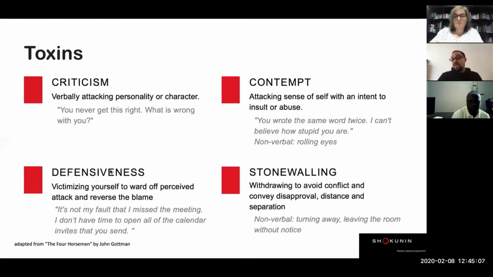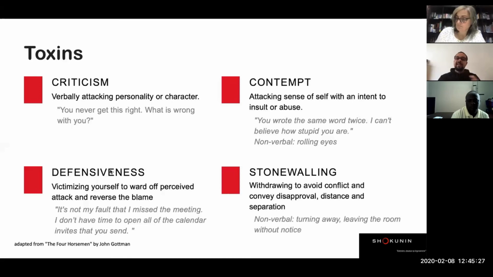And then there's the stonewallers. Stonewallers are like, I'm checking out. I'm completely withdrawing from this particular conflict because I can't deal with it. I don't want to deal with it. So you can also almost sometimes see somebody literally turning their back in the midst of a conversation.